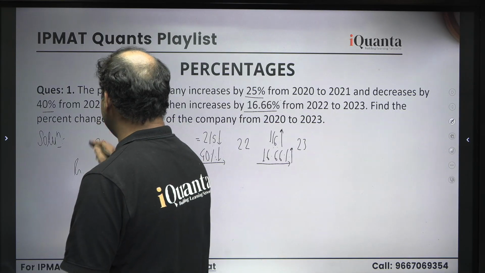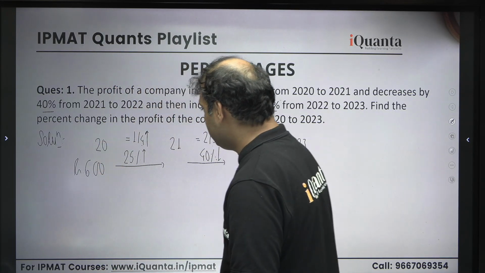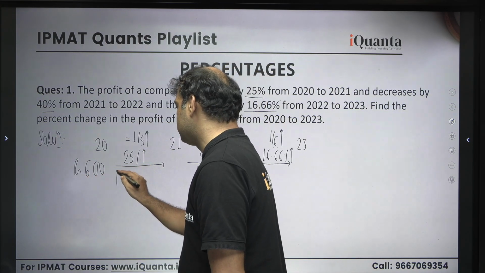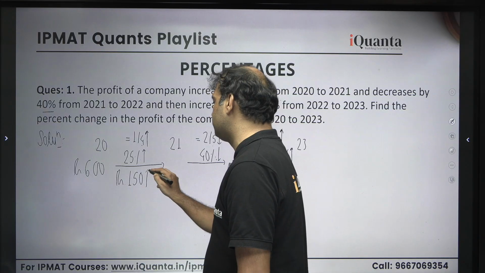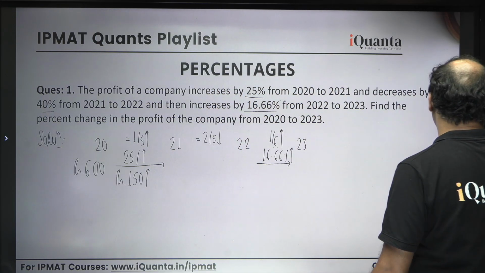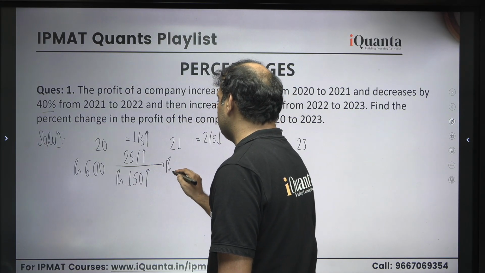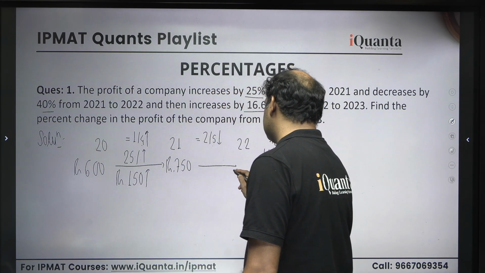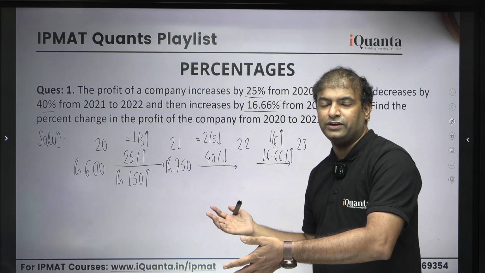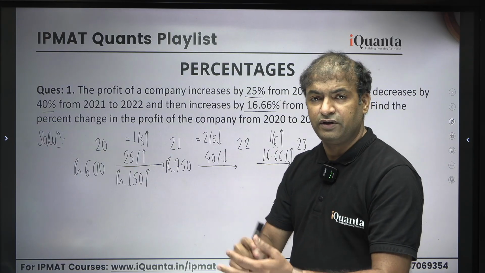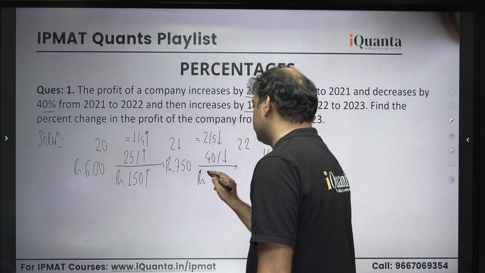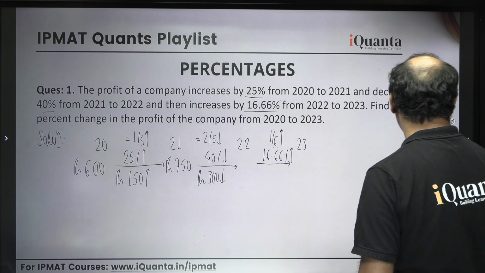So let's say the initial value is rupees 600, since it's a profit, right? Now increasing by 25%, so 25% means 1/4 of 600, which is 150. Increasing by 150, 600 becomes 750. Now next year it is decreasing by 40%, right? 40% you can call 2 by 5, or you can say 4 into 10%. 10% of 750 is 75, and 75 into 4 is 300. So decreasing by 300, 750 becomes 450.